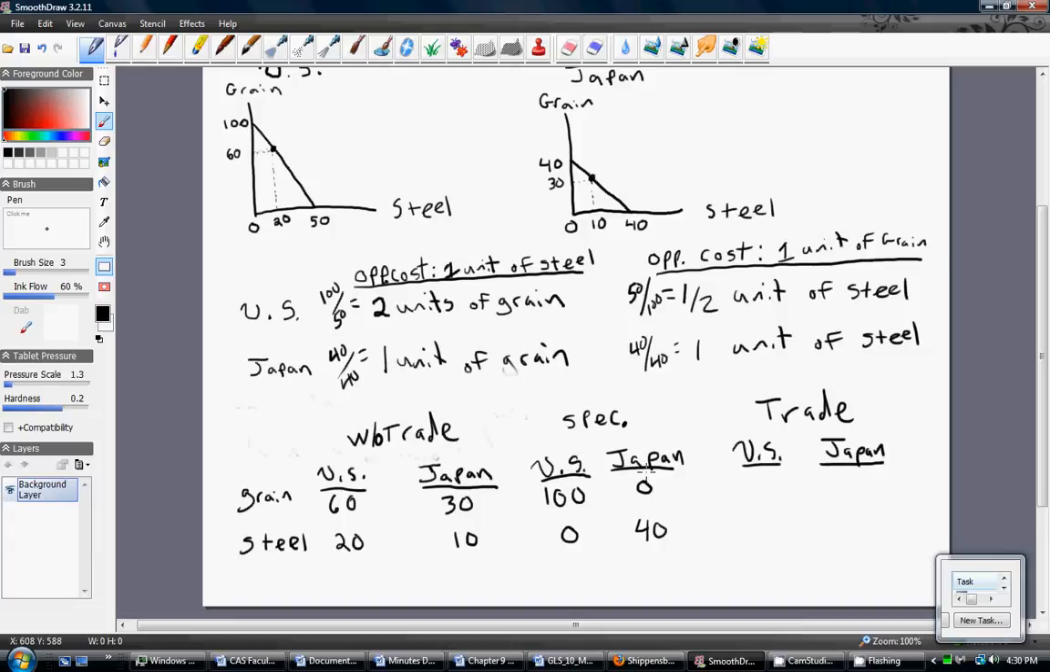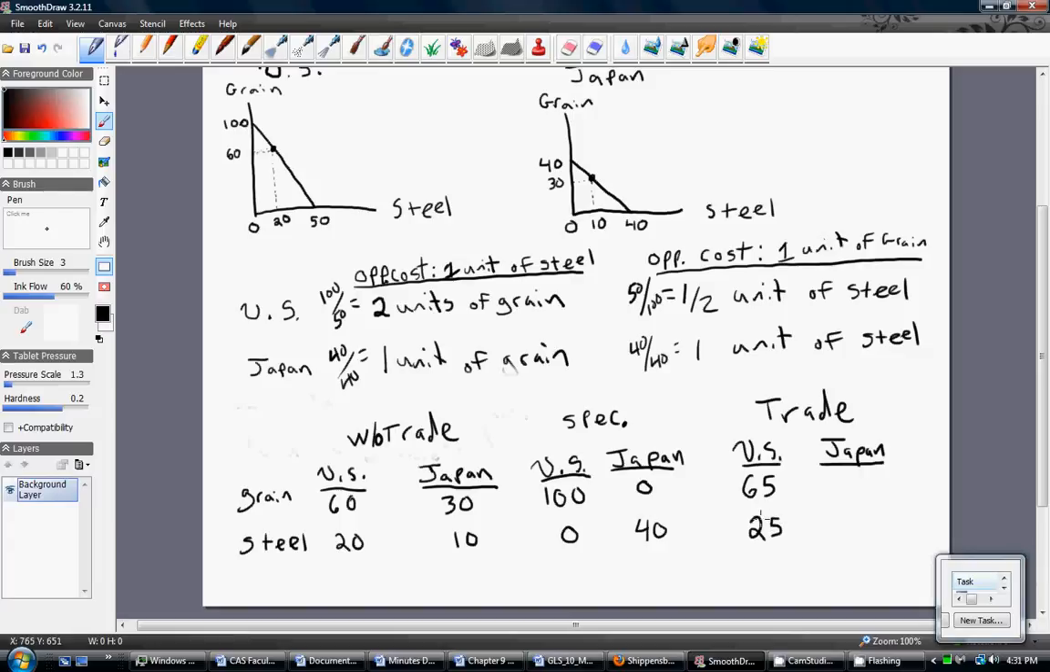Now what we want to do is come up with some terms of trade that will make both countries better off. One such terms would be that the United States trades 35 units of grain for 25 units of Japanese steel. So if the United States trades away 35 units of grain, it'll have 65 units of grain, just simply 100 minus 35. What does the United States get back? According to the terms of trade, it'll get back 25 units of steel.